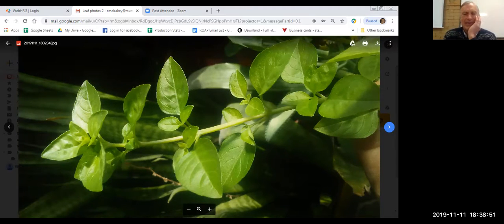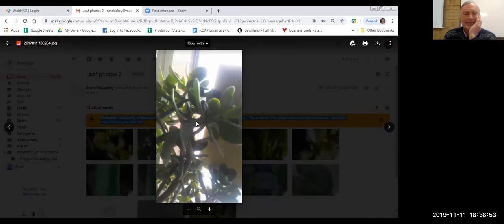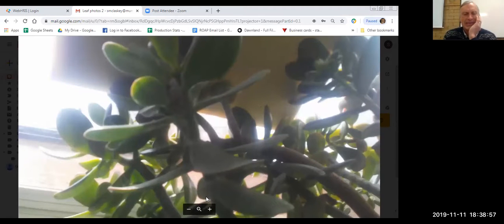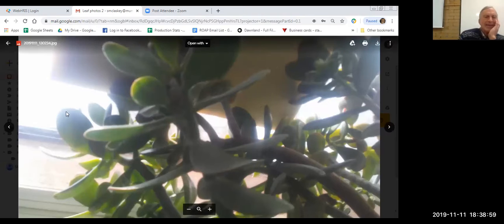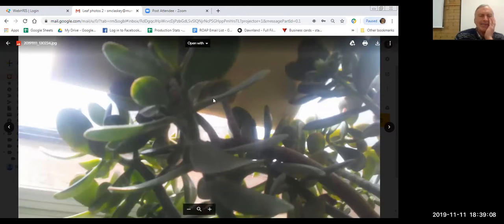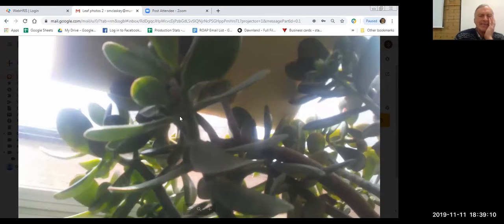Let's see what else we've got here. Oops. This is a jade plant. You see it has opposite leaves too. There's one attached on this side of the stem, and there's another one attached on that side of the stem.